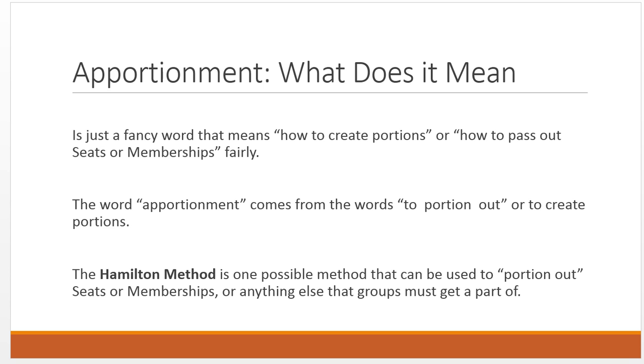This video is going to explain a process called Hamiltonian apportionment. And apportionment is just a very fancy word that means how to create portions or how to pass out seats or memberships fairly. The word apportionment just comes from the words to portion out or to create portions. A very common method that's used for apportionment, or handing out seats or portions, is the Hamiltonian method. And so we are going to review two examples of that here in this how-to video.